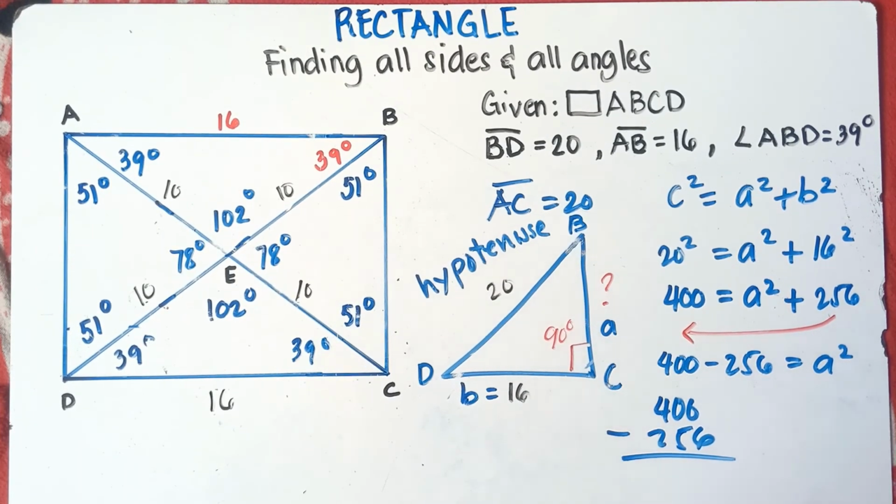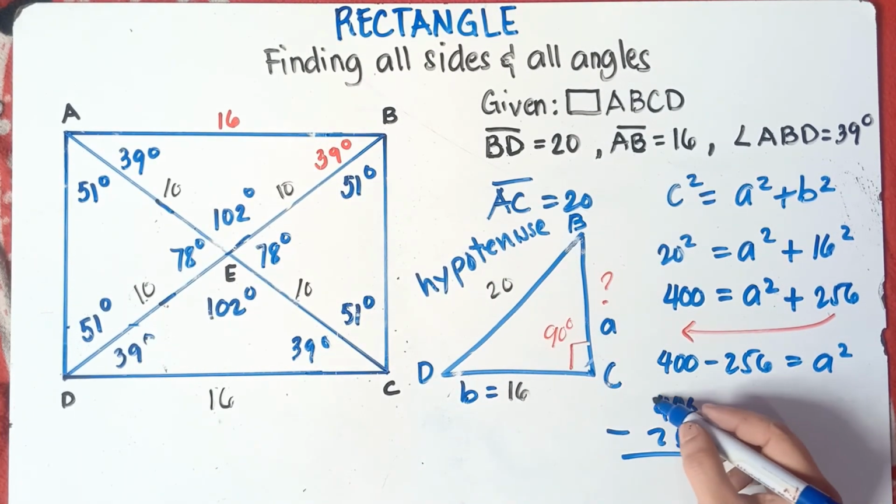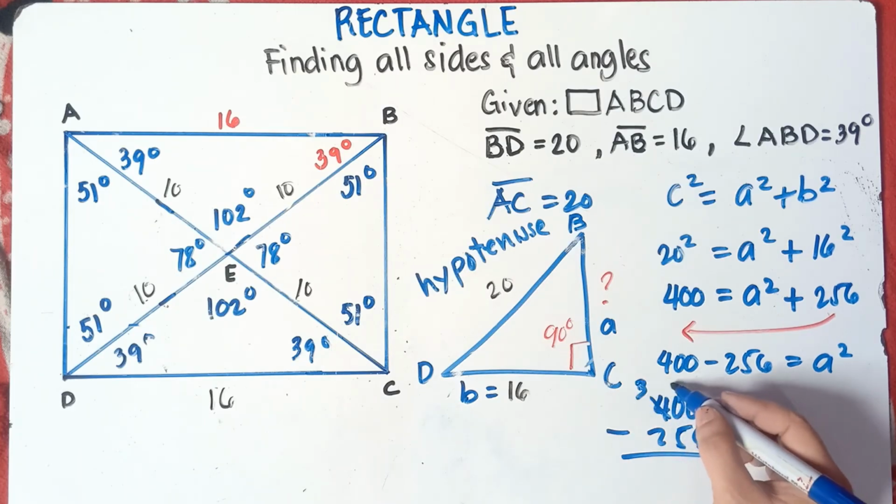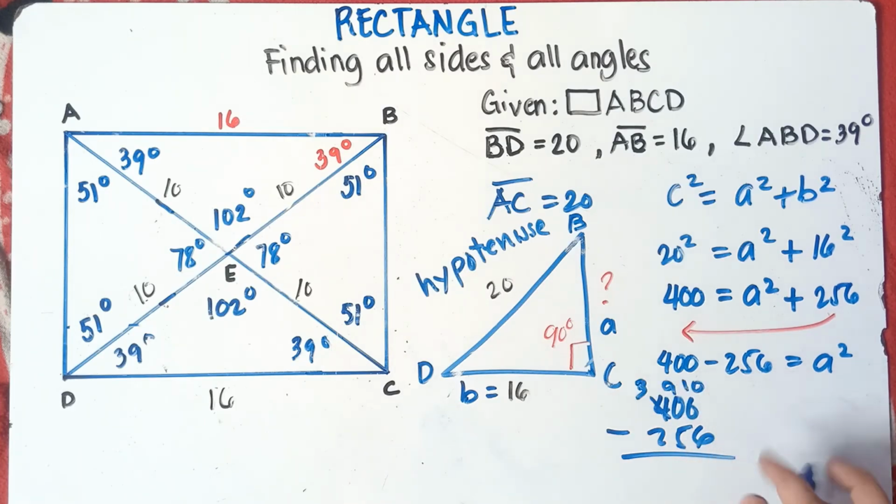Let me just check this one, class. So borrow 1. This becomes 3. This becomes 9. This becomes 10. 10 minus 6 is 4. 9 minus 5 is 4. 3 minus 2 is 1. 144.